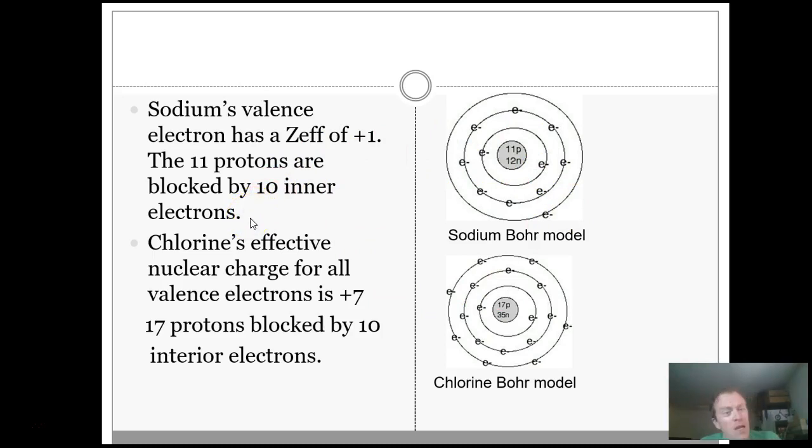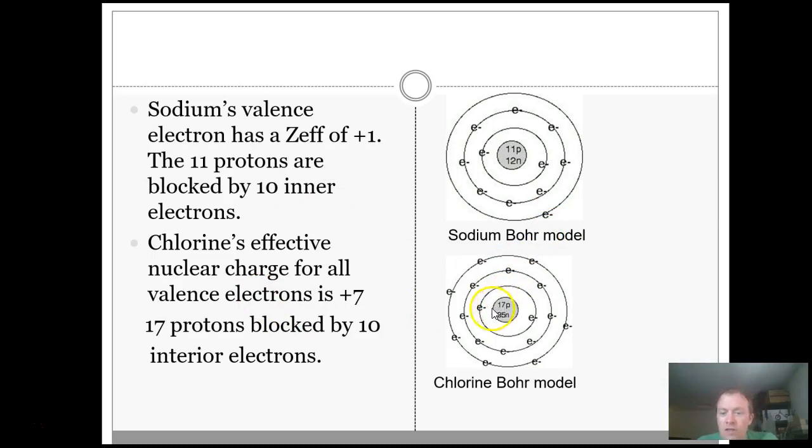Sodium is said to have an effective nuclear charge of +1. This is because, when we're viewing this, we're just thinking about this valence electron. In between this electron and the nucleus are 10 electrons. So we have 11 protons, that's +11, and 10 electrons cancel out 10 units of charge, so the remainder is +1. +11 minus 10 is +1. That's what this electron is feeling.